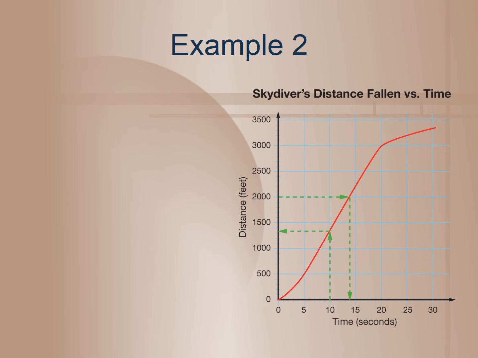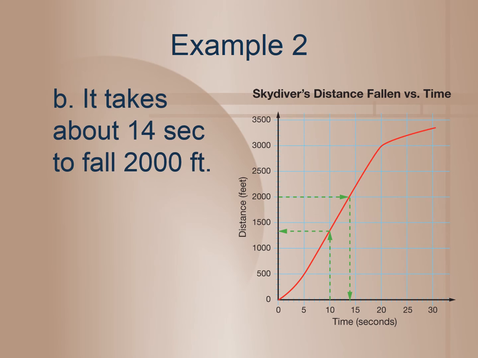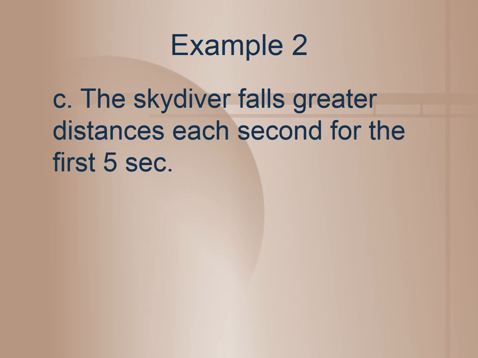So let's answer some questions. At 10 seconds, how many feet has he fallen? Well, at 10 seconds, he's fallen about 1,300 feet. And then what about at 14 seconds? Well, actually, let's look at it backwards. How long does it take to fall 2,000 feet? Well, at 2,000 feet, it's going to take about 14 seconds. It's a little less than 15. So you can go both ways on that. You can answer 2 different types of questions. Let's look at another question.